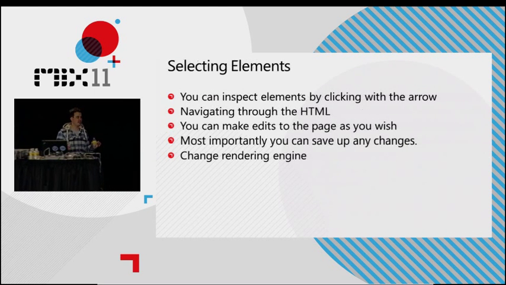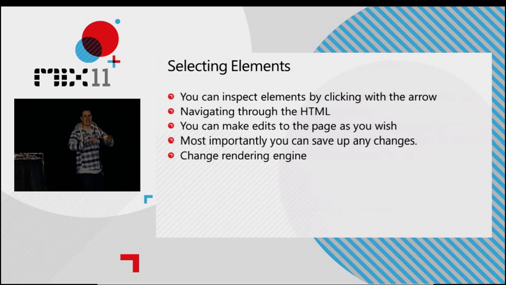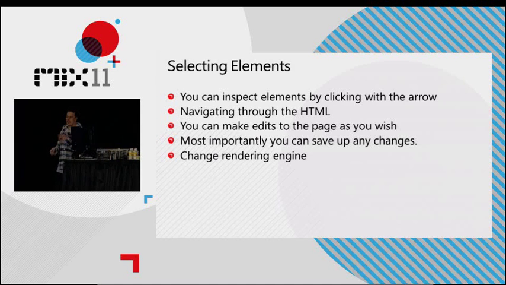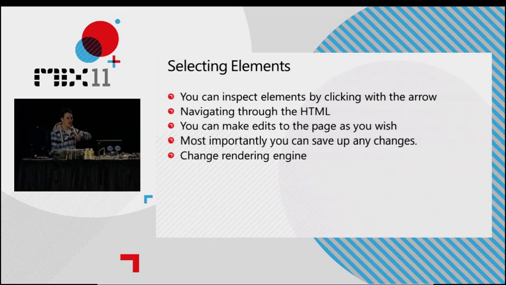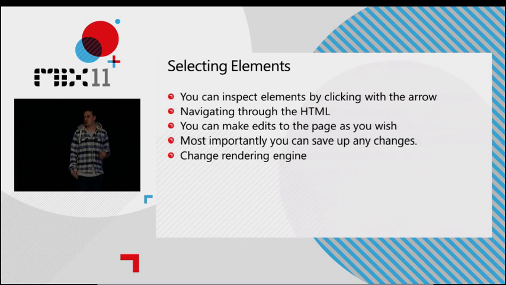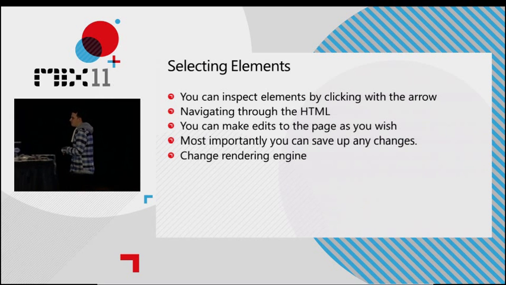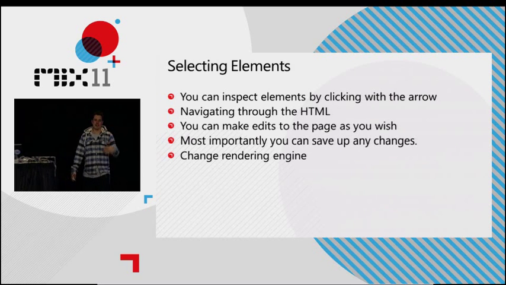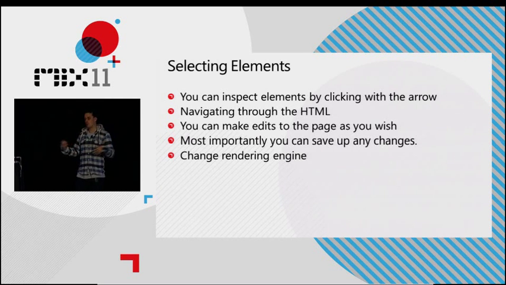So the basic things it can do: we can select any element on the page, navigate through the HTML, and inspect the HTML. You can make edits to your page, and one of the things which is quite cool about the IE9 tools is that you can then save those edits as well, because that was something you couldn't do before. And probably the best feature, and the one most people use, is that you can switch rendering engines. You can switch the browser from IE9 to IE8 to IE7 so that you can just see how things lay out and how things work.